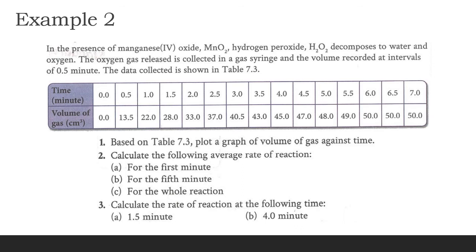So example number 2 ni saya tinggalkan untuk awak cuba buat lah. Okay, dia bagi awak soalan, dia bagi awak data, kemudian dia suruh awak lukis plot graph of volume of gas against time. So part CY volume, part CX time, mesti letak title. Okay, second, you calculate the following average rate of reaction. To calculate the average rate of reaction, kita terus ambil daripada data yang kita dapat. Okay, number 3, calculate the rate of reaction at the following time. Yang ni adalah instantaneous rate of reaction. So, to calculate instantaneous rate of reaction, mesti based on the plotted graph. Okay, so that's all. Selamat mencuba.